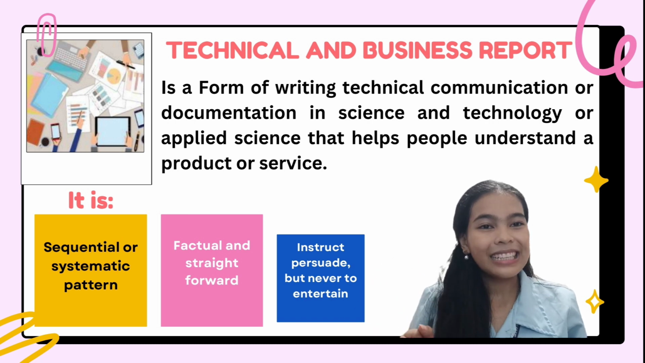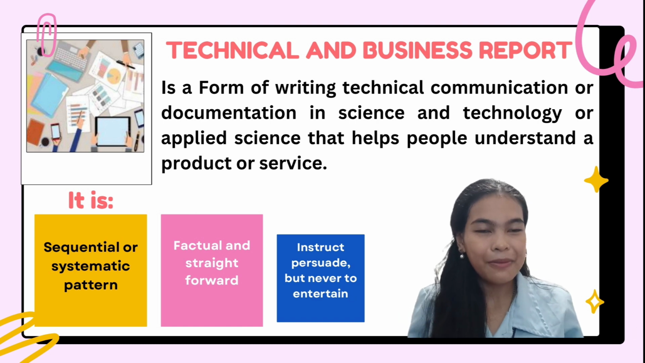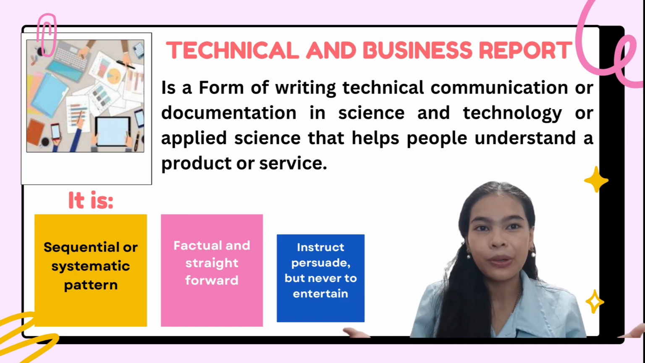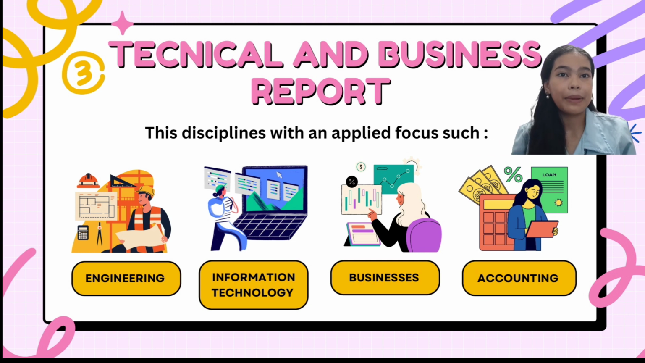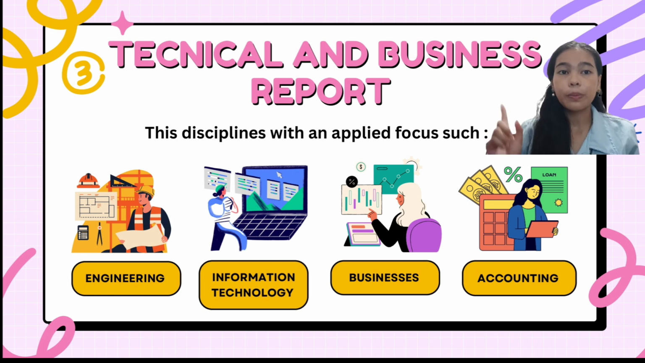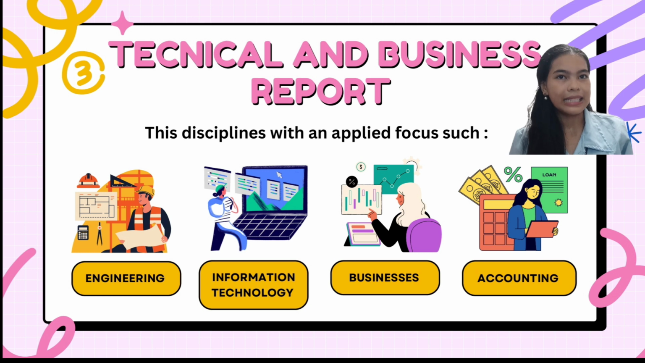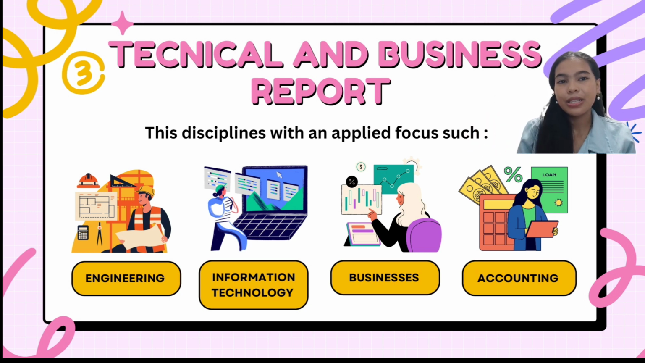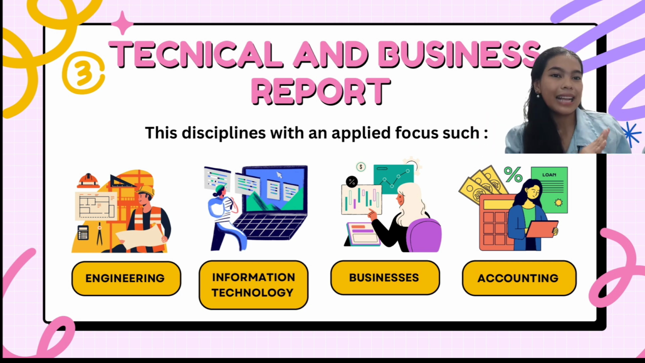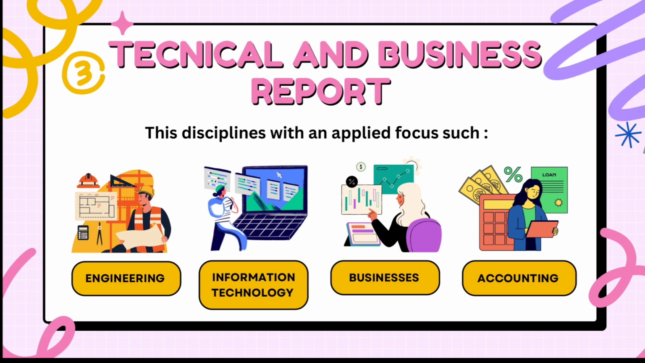So, a technical report is kind of strict. However, it is very useful for people, especially in the disciplines with an applied focus on technical reports, which are engineering, information technology, commerce, and accounting and finance. This will set report writing assignments that stimulate the process of report writing in industries. So that is the technical report. Now let's move forward to the next kind of report, which is the field report.